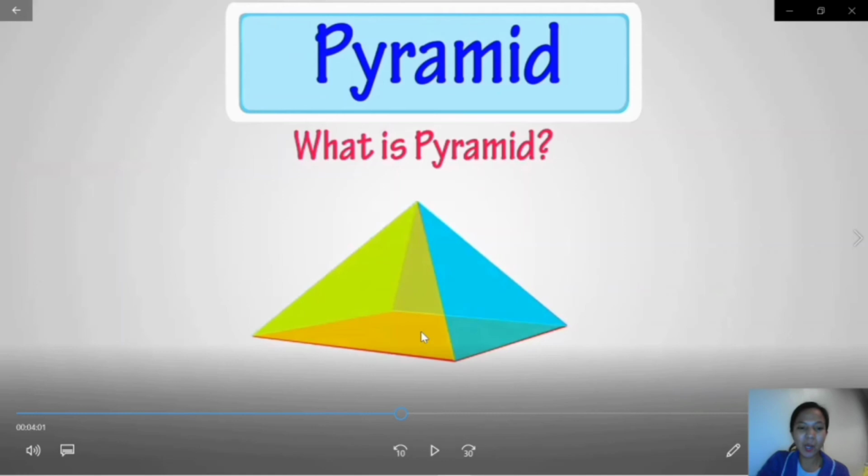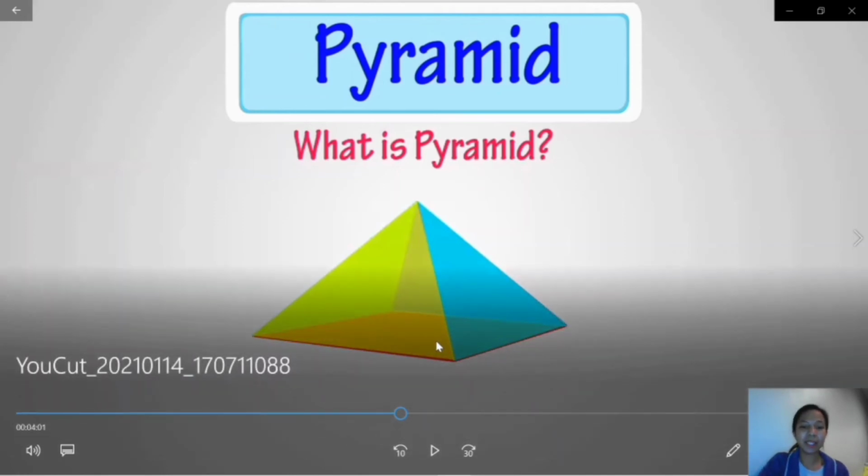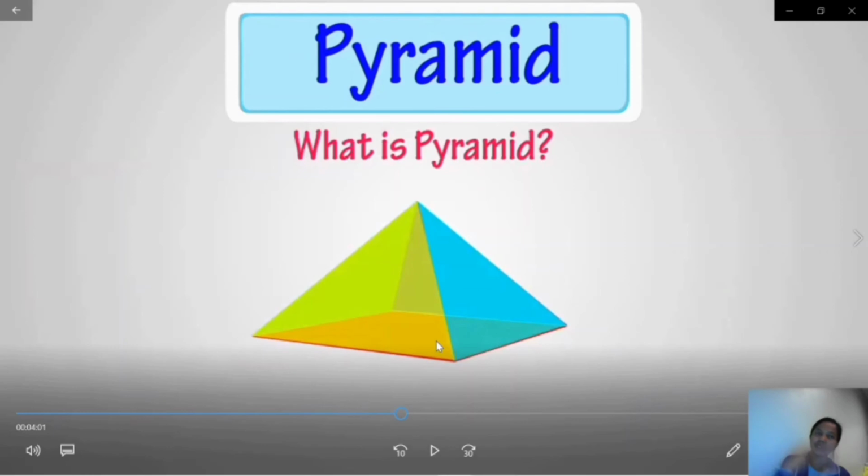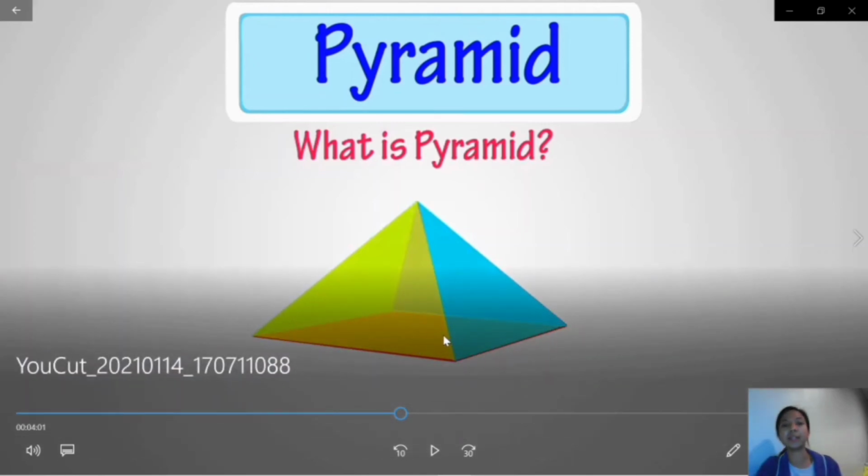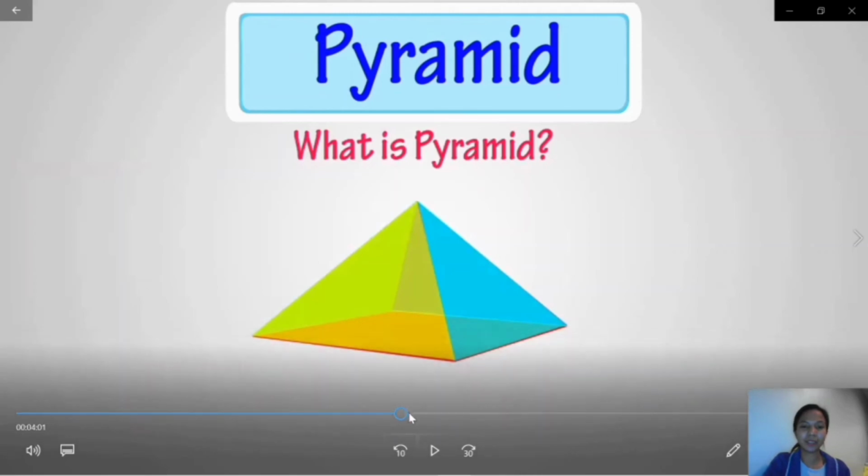Alright. So the base can be any shape of polygon, like triangle, square, rectangle, and pentagon. The most common are rectangles and squares as a base. So the name of the pyramid depends on the shape of the base. Here, this is like a base or like a floor. Alright? So, let's proceed to the types of pyramid.